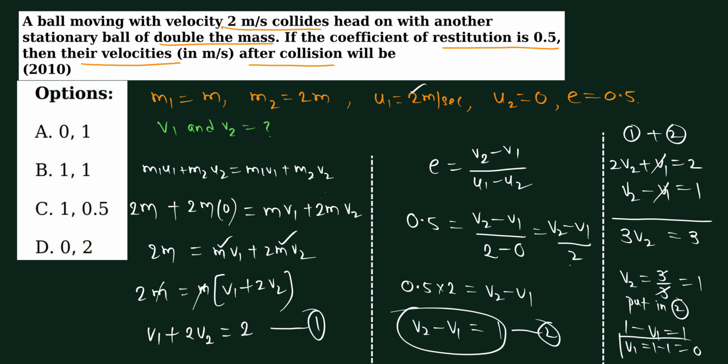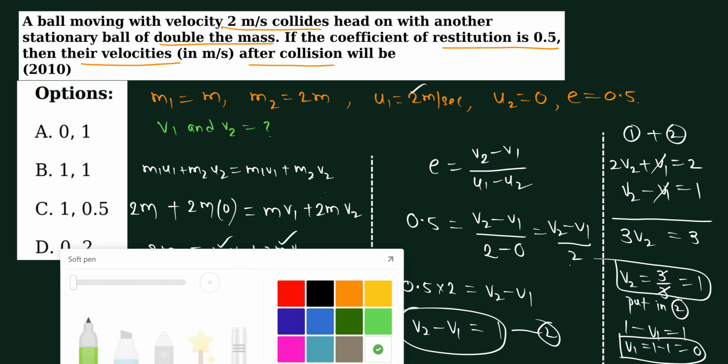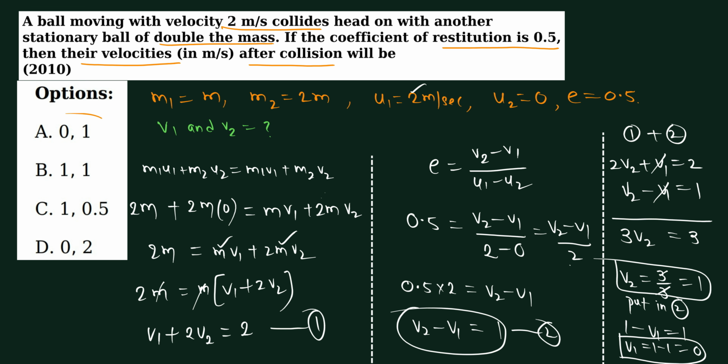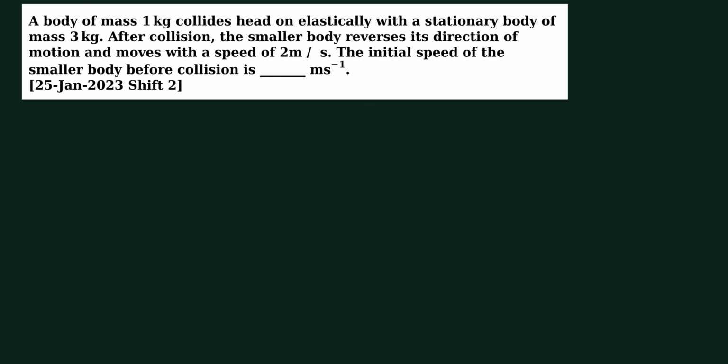That means here v1 value is 0 and v2 value is 1. The answer is 0, comma 1. Okay, the answer A here matches. Is it clear, everyone?